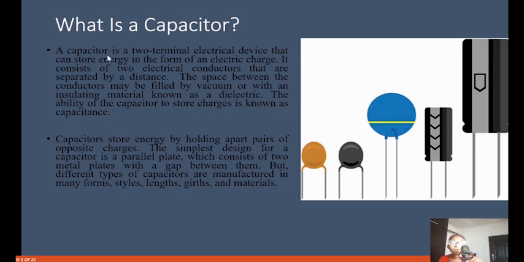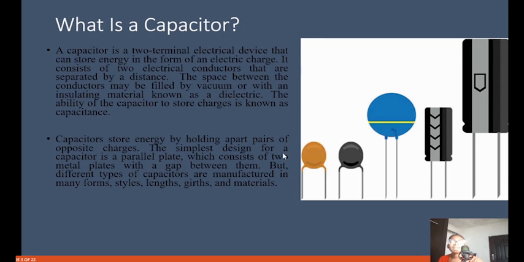So a capacitor is the device that can store energy. This is a capacitor, but that ability of the capacitor to store charges is known as capacitance. So let's take that again. The ability of the capacitor to store charges is known as capacitance, but the device itself is called a capacitor. Capacitors store charge energy by holding apart pairs of opposite charges. We know the opposite charges, the positive and the negative.